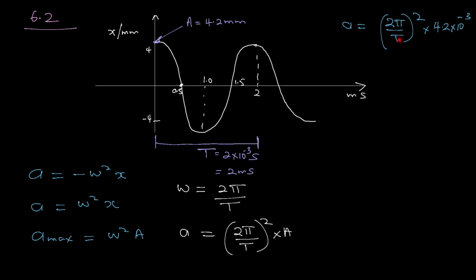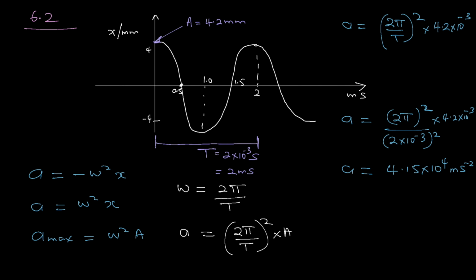We need to put the period in. Here's the period, which is 2 times 10 to the power minus 3. From there to there is 2, and that's 10 milliseconds, which is 10 to the power minus 3. So the value of a is 4.15 times 10 to the power minus 4 meters per second squared.